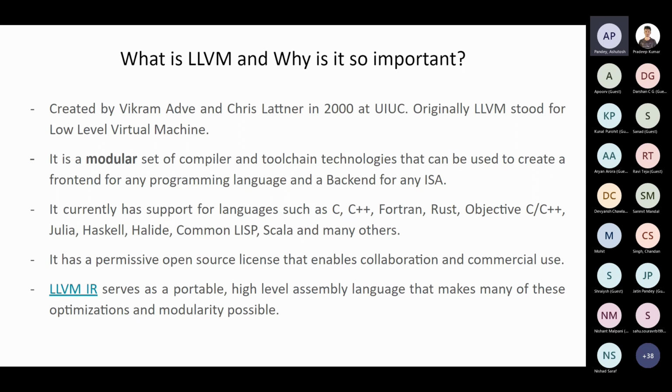And one more feature of LLVM is that it has a permissive open source license. It has a license that lets you use LLVM code for commercial use also. This enables a lot of companies like AMD and Intel, which both have compilers that are based upon Clang and LLVM. Clang is the C and C++ front end for LLVM, and Flang is the Fortran front end. So this permissive license has made a lot of these things possible.